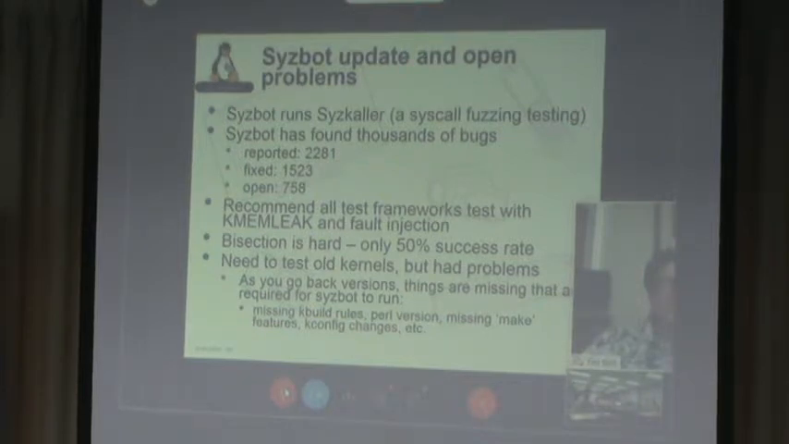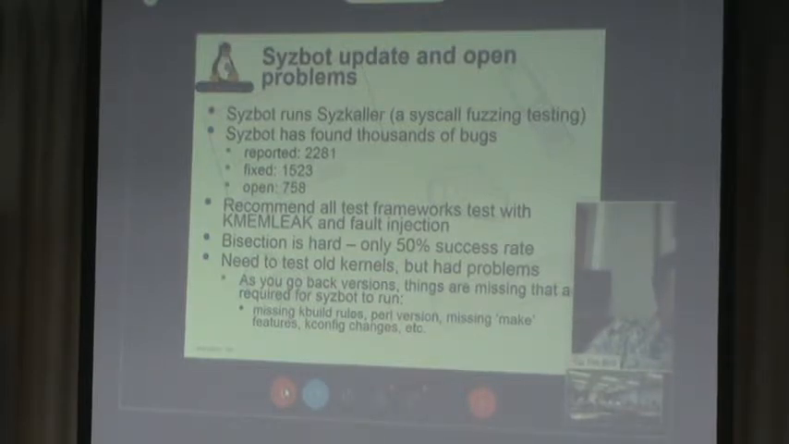And then another one was about Syzbot. Now Syzbot is an automated testing tool that runs a system called Syzkaller, which is a syscall fuzzing test framework. And this Syzbot has found thousands of bugs. They found over 20,000 bugs. They've reported 2,200 of them. They fixed 1,500 of them. They still have 758 open. So this is kind of bad news. We're finding a lot of bugs in the kernel. But the good news is we're finding a lot of bugs in the kernel.